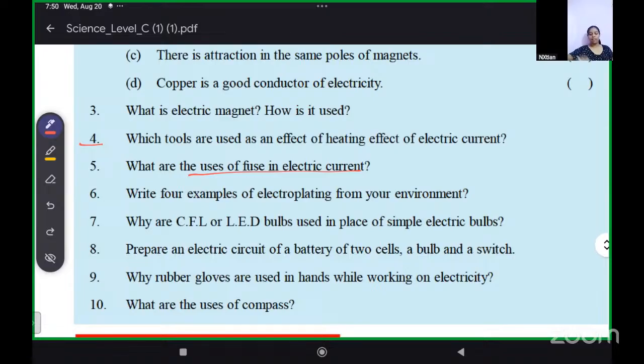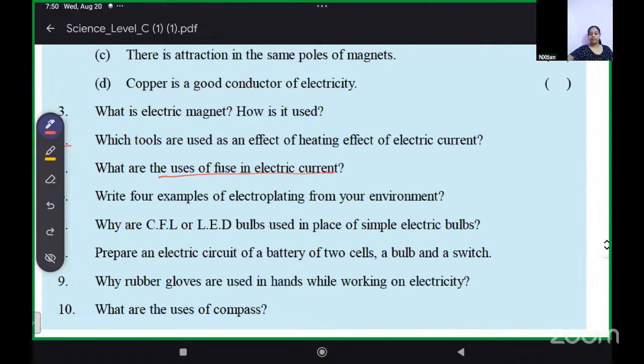Mainly, it prevents the heavy flow of electricity in our houses so that short circuit doesn't happen, so that load is not there on our appliances and it cuts off the supply so that our appliances don't fuse, they don't blow off. That is the main use of fuse.